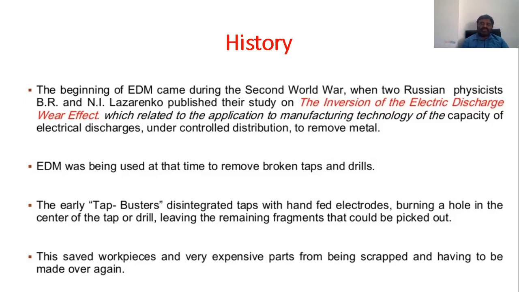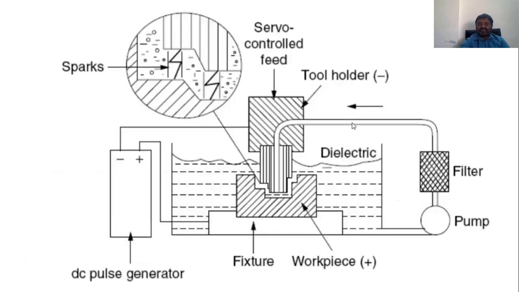When a tap rusts a lot and breaks, we can cut it out with this type of process. A hand-free electrode can burn a hole in the center of the tap, and the remaining fragment of the tap can be picked up. Otherwise the very expensive part would have to be made over again. So this is the history of this one.